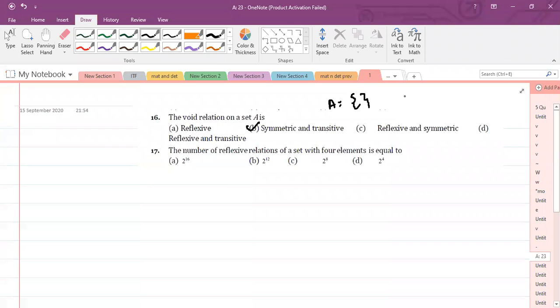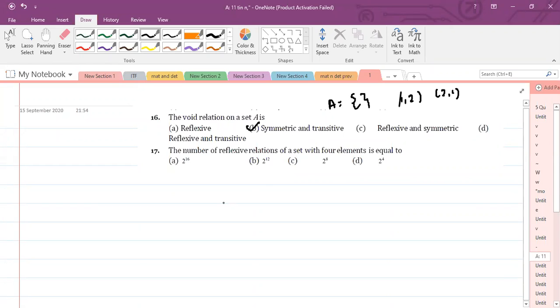It will not be symmetric if something like (1, 2) is there and (2, 1) is not there. Similarly, it is not transitive if (1, 2) is there, (2, 3) is there and (1, 3) is not there. But definitely, the relation will not be reflexive, but it is symmetric and transitive. Therefore option B it is.